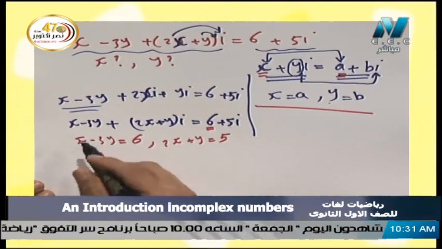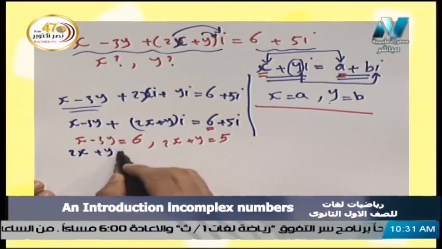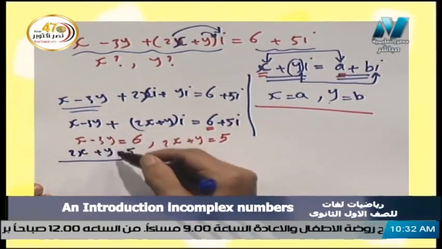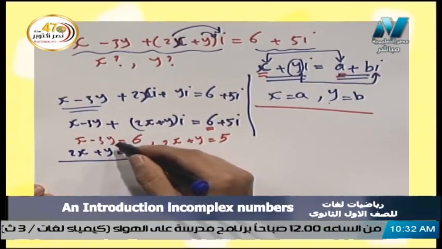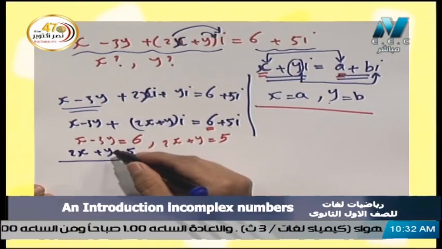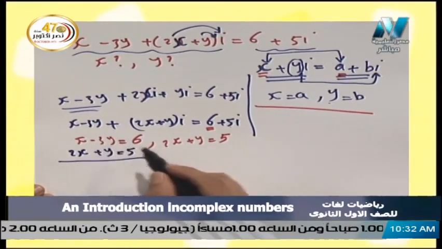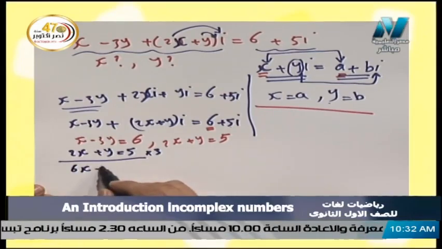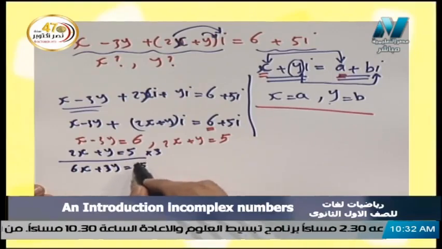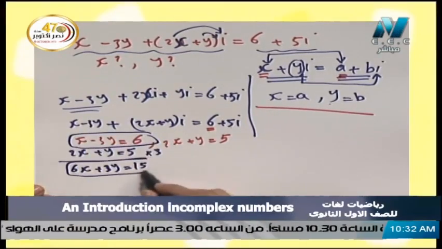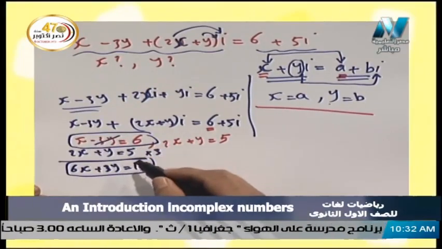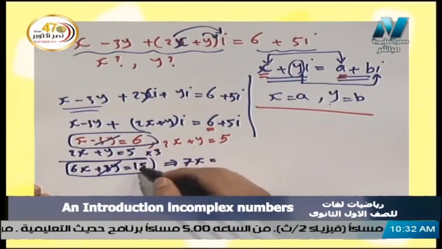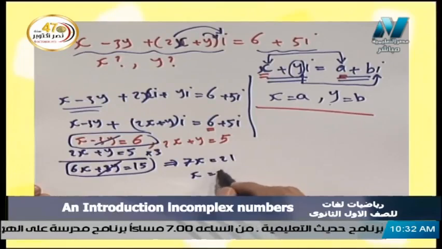If we put 2x plus y equals 5, we want to omit x or y. To omit x or y, they must have the same number and different sign. Here is y and here is negative 3y, so we can multiply this equation by 3. So it will be 6x plus 3y equals 15. By adding this equation to this one, negative 3y plus 3y equals 0, x plus 6x equals 7x, and 6 plus 15 equals 21. So x equals 21 divided by 7 equals 3.